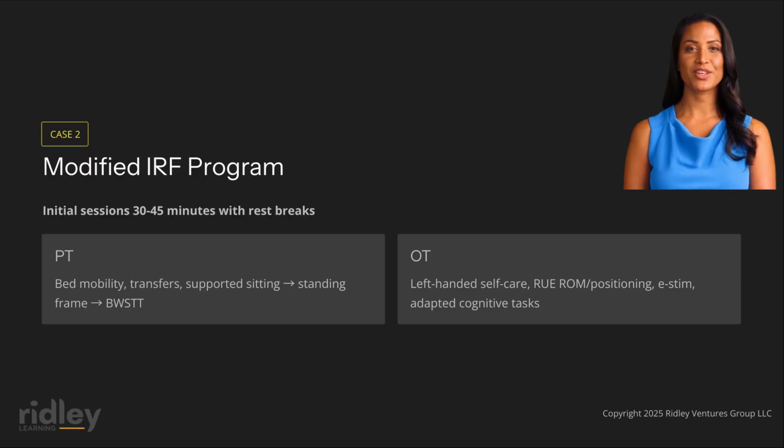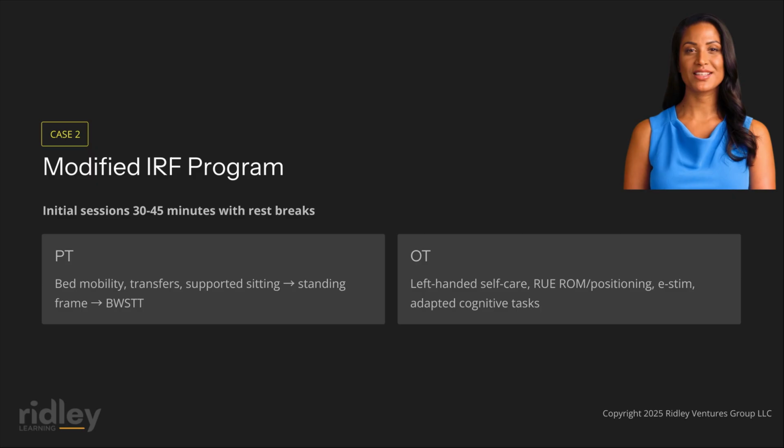Mr. was admitted to the inpatient rehabilitation facility on hospital day 14 with a modified therapy program. Initial therapy sessions were limited to 30 to 45 minutes each due to fatigue, with rest breaks and afternoon naps accommodated in the schedule. Physical therapy emphasized bed mobility training, transfer training with progression from maximum to moderate assistance using a sliding board, and supported sitting activities to build trunk control and sitting balance as precursors to standing.